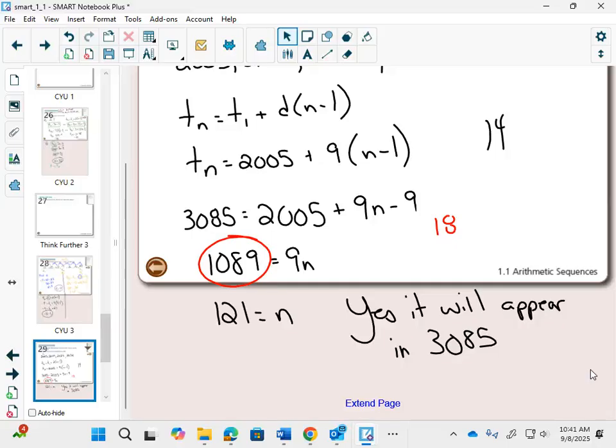Now, this doesn't always work, but it sometimes works. And it's a little bit of a mathematical trick using this idea. Okay?